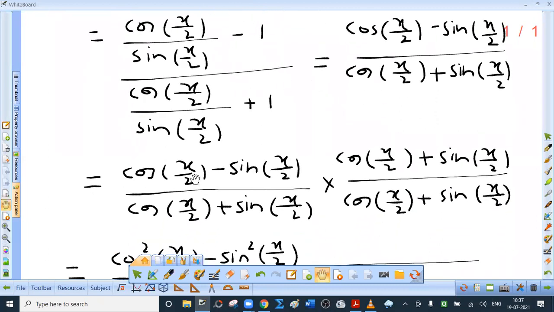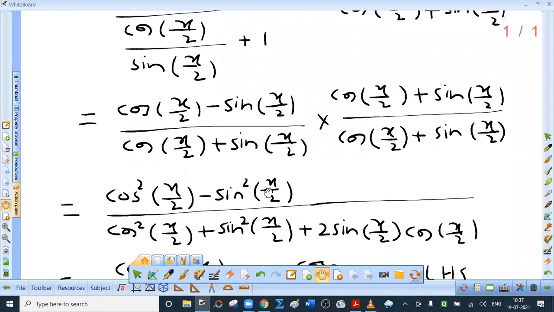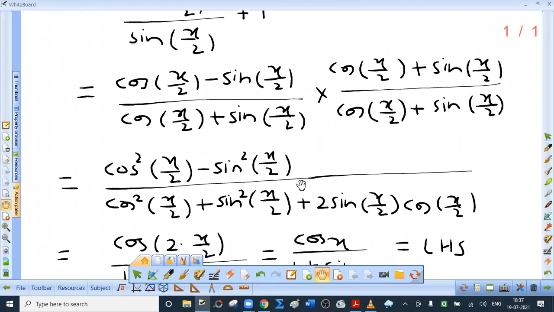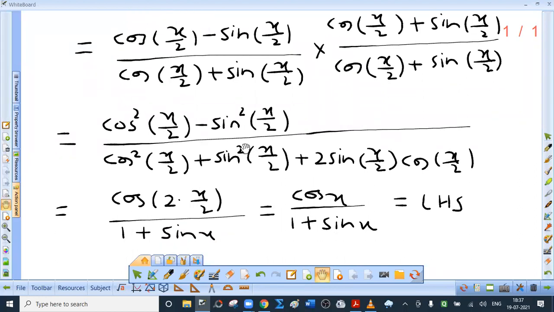Numerator is of which type? A minus b into a plus b, which is a square minus b square. So cos square x by 2 minus sin square x by 2. What about denominator? A plus b into a plus b, square of a plus b. So cos square x by 2 plus sin square x by 2 plus 2 sin x by 2 cos x by 2. Now it is cos square theta minus sin square theta, cos 2 theta, 2 times x by 2 is x. So just cos x upon cos square plus sin square is 1.